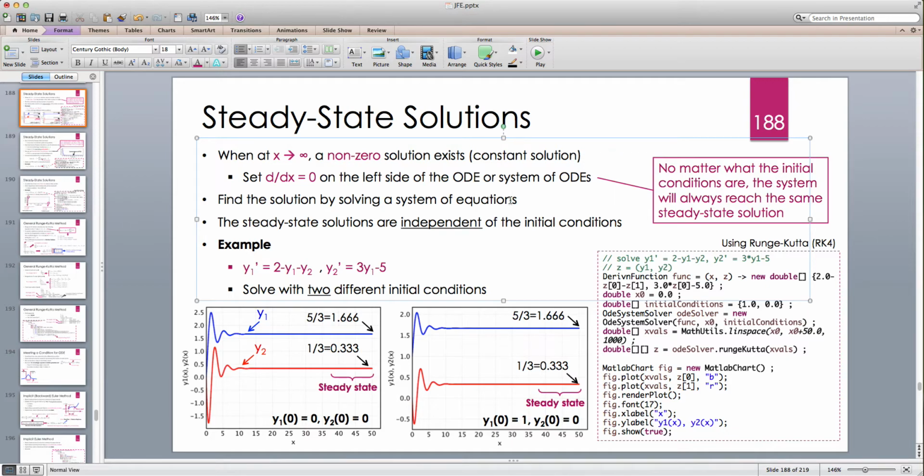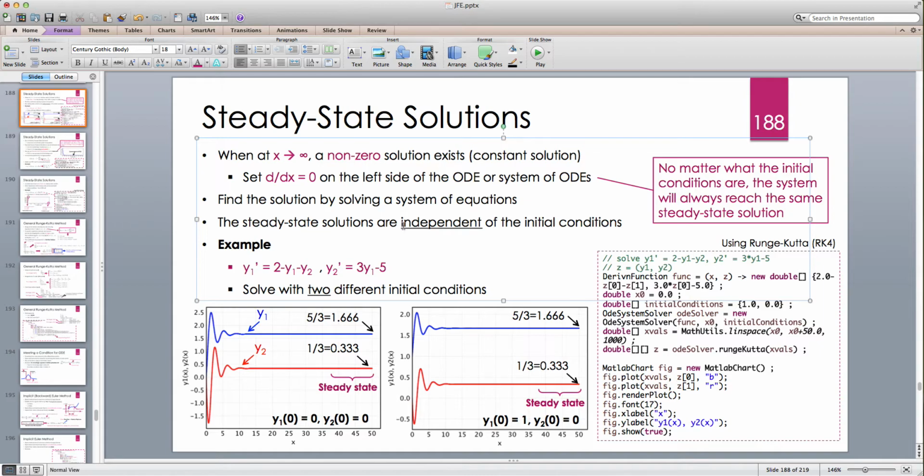Now these equations can be linear or nonlinear, because when we talked about the ODEs, we said that the right hand side can be anything, f of x and y, any sort of equation. We don't care that much. So we set all the derivatives to 0 on the left hand side, and then find the solution by solving a system of equations, which in general is nonlinear.